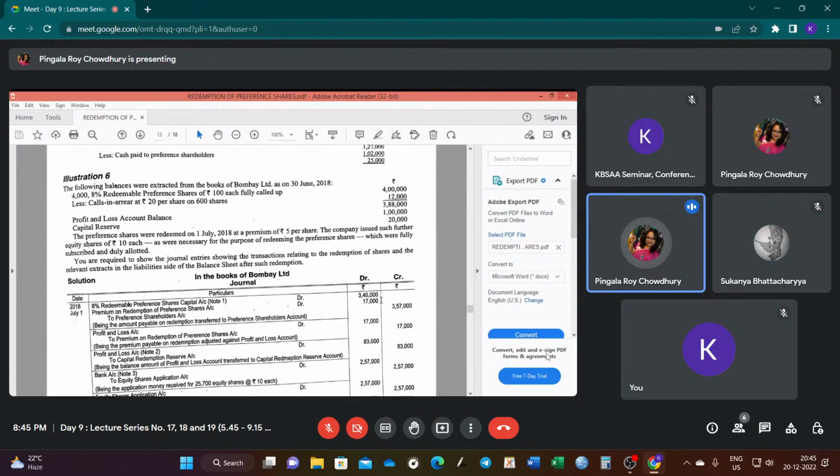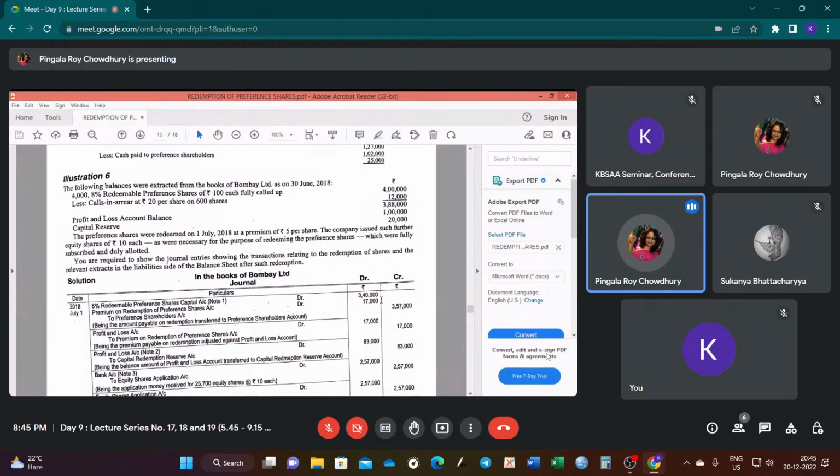8% redeemable preference share capital account debit, premium on redemption of preference shares account debit, to preference shareholders. Now, what will be the amount of redemption face value? There are 4,000 shares, out of which 600 are not fully paid up. So that means you have 3,400 shares. 3,400 shares multiplied by rupees 100 face value will give you 3,40,000. Your premium on redemption will be 5 rupees per share. So 3,400 shares multiplied by rupees 5 will give you 17,000. Now this premium on redemption, again, there is no securities premium.